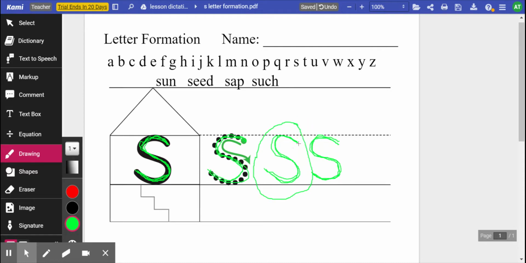Okay, so now we trace it. S says S. So put your crayon down, pick up your finger, and trace the shape of the letter S and say, S says S says S says. And please practice this in the sand.